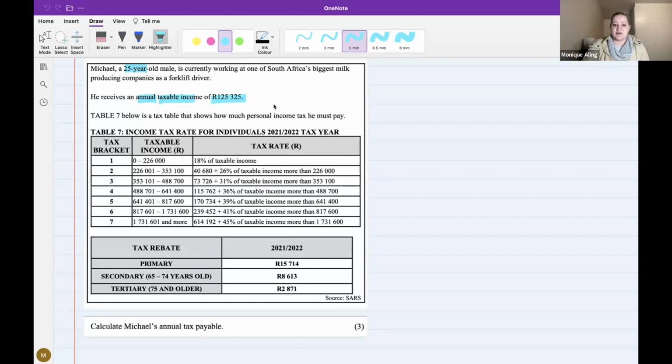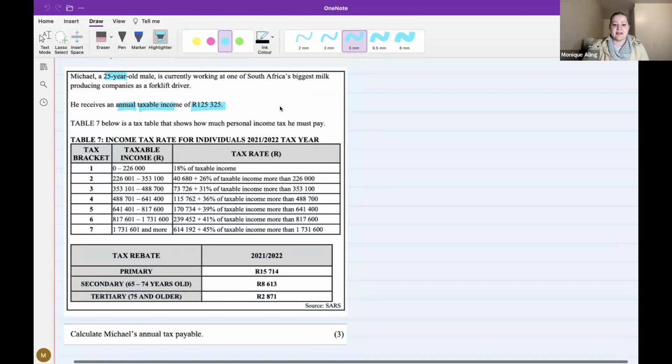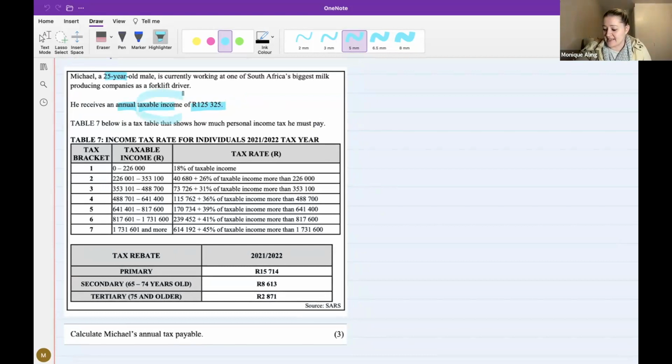Okay, guys, I'm just going to quickly go through it. It's always a lovely question when they give you the taxable income, because you don't have to worry about minusing pension, working out the yearly amount. It's all done for you. So we need to work out Michael's annual tax payable. So we need to identify the bracket he falls into. 125,000 falls within the first tax bracket. Okay, so that's a nice, easy one.